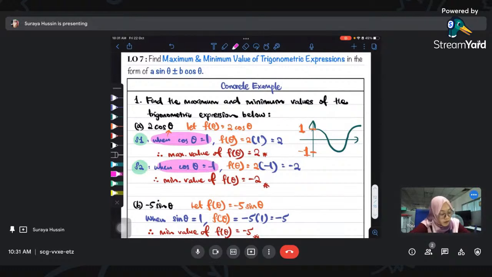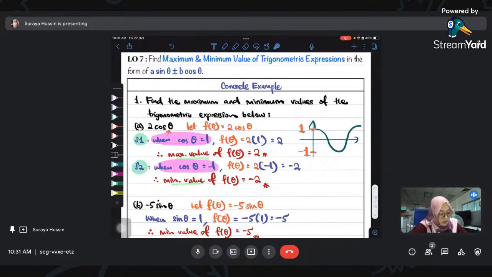And the second step is where you have to write the cos theta is equals to negative 1. Benda ni statement. Statement ni wajib ditulis. Barulah boleh masuk ke dalam function. Bila dah masuk dalam function, dapat tahu, oh ni lagi kecil. Therefore, this is the minimum value of your f theta, which is negative 2. This is how easy you find the max and the min.